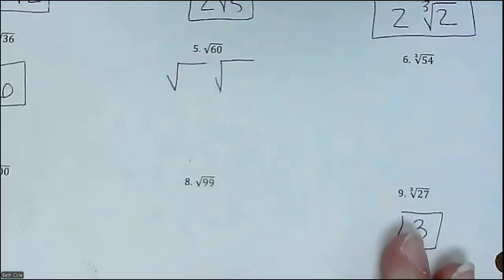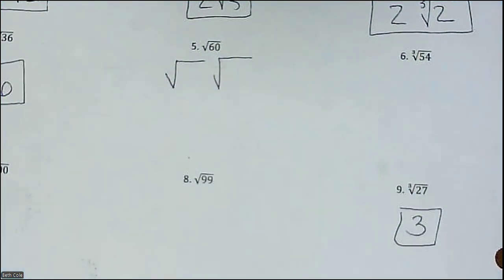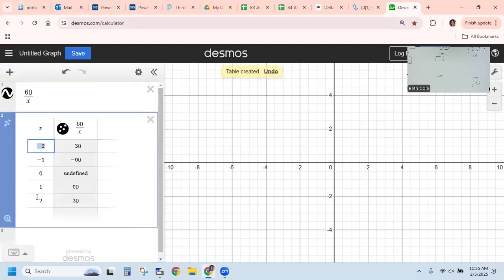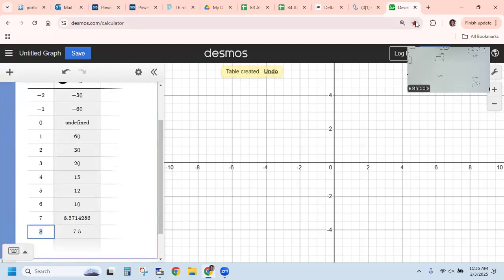All right. 60 is not on the list, though. We're going to draw 2 little houses. I'm going to show you one more time. Next time, I'm going to ask you how this works. You do that number divided by x, gear, table. And then you just hit enter a few times. You don't need to do a lot.